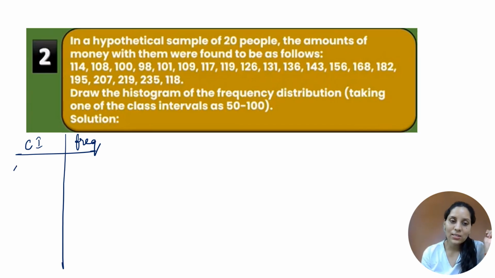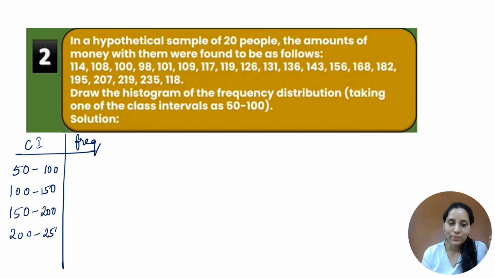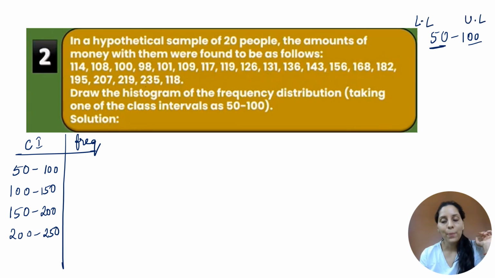One of the class intervals is 50 to 100. If I start with 50 to 100, what is my highest? I can see my highest is 235. So let me write the intervals: after 100, 100 to 150, then 150 to 200, 200 to 250. When I talk about an interval, take 50 to 100. This is known as the lower limit and this is known as the upper limit.